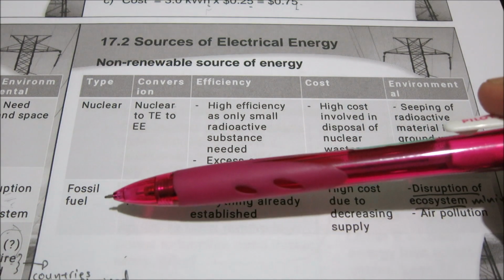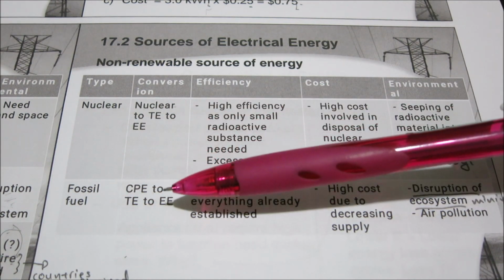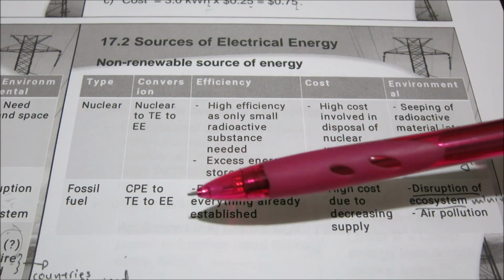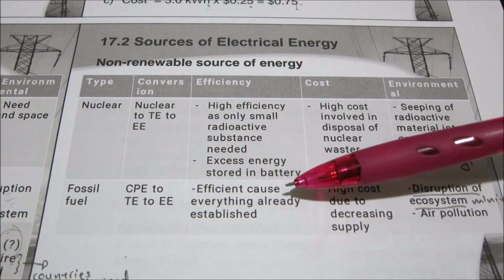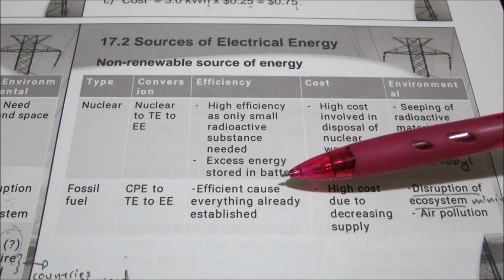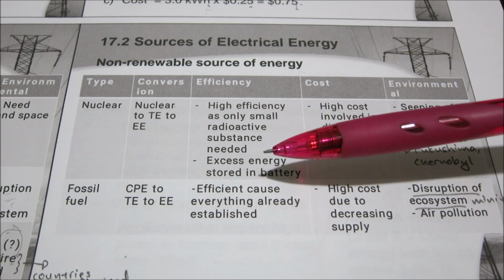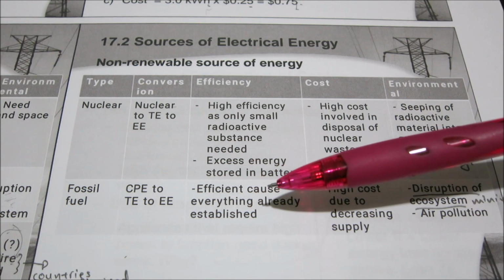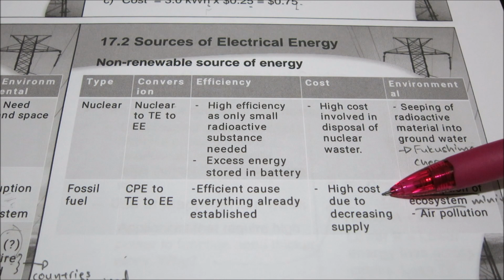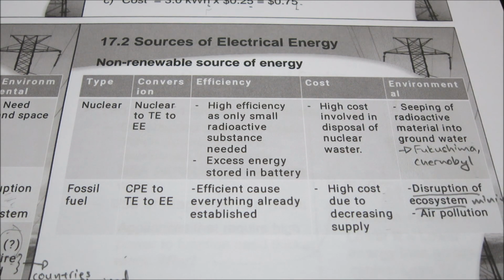Now, fossil fuels, the one that we are mainly dependent on right now, it converts basically chemical potential energy to thermal energy, which then we convert to electrical energy. It is efficient because our infrastructure is structured around fossil fuels. Everything is already in place. You just need to bring the fossil fuel over and burn it, and electrical energy is there. But of course, the cost is increasing more and more because there's a decreasing supply, there's a limited amount of fossil fuels.